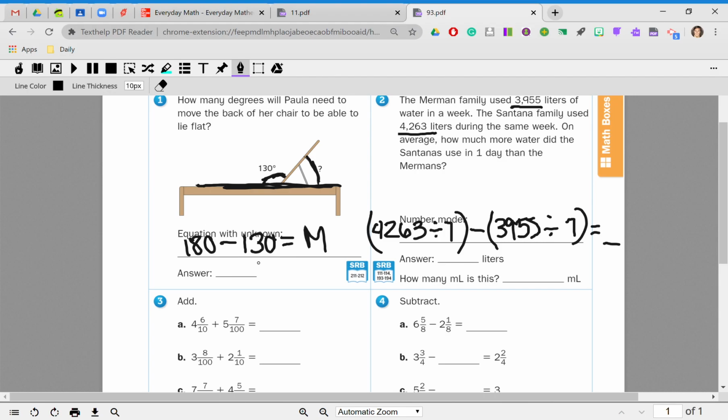And then to figure out in milliliters, I'm going to have to make that conversion. And I know that 1 liter equals 1,000 milliliters. So use your zeros trick to help you there.